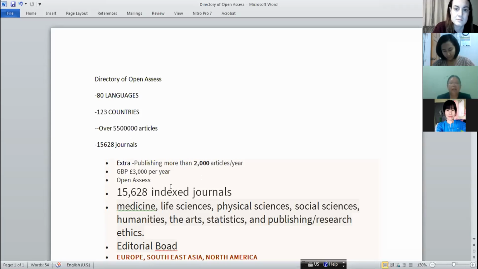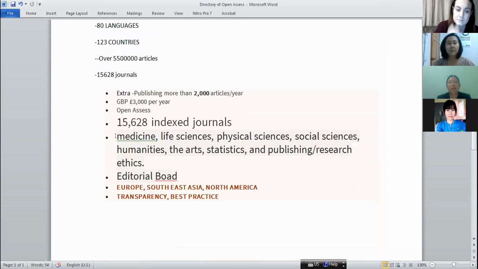website, and then there are 50,000 indexed journals. This website is also comprehensive. We can search medicine, life science, physical science, social science, humanities, the arts, statistics, and we can find publishing editors. The editorial board are over 100 volunteers, mainly from Europe, Southeast Asia, and North America. It is a transparency, best practice website. Okay, awesome. That's all.